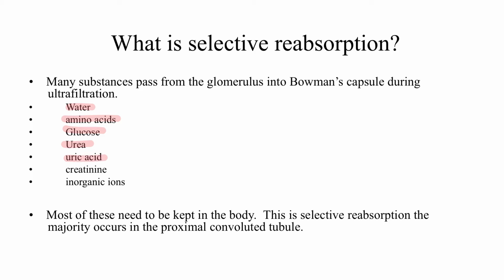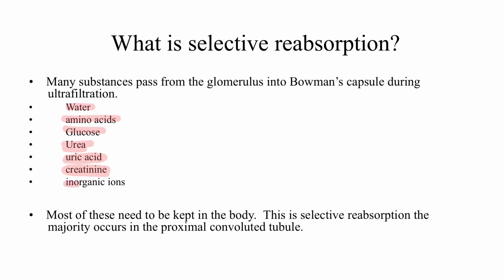Urea, uric acid, and creatinine are all nitrogen-containing waste products that we produce during metabolism. The only one that you've really heard about before is urea, but we're going to also be talking about how we excrete uric acid and creatinine as we go through this today.